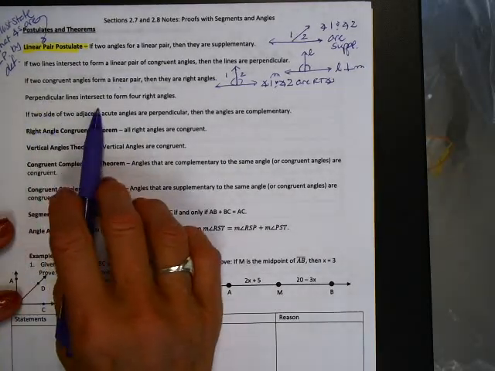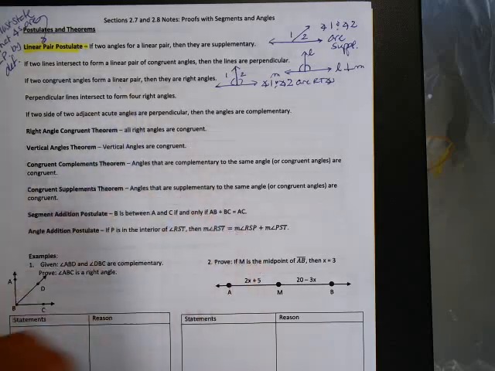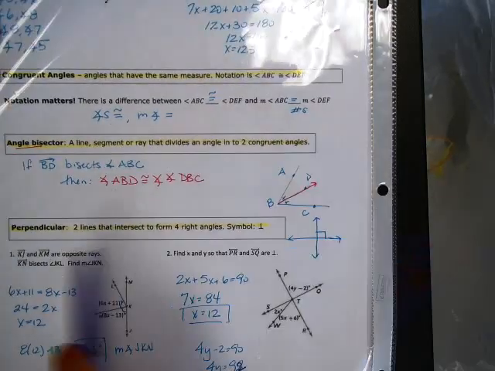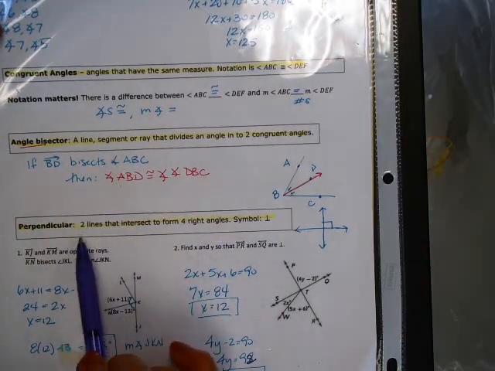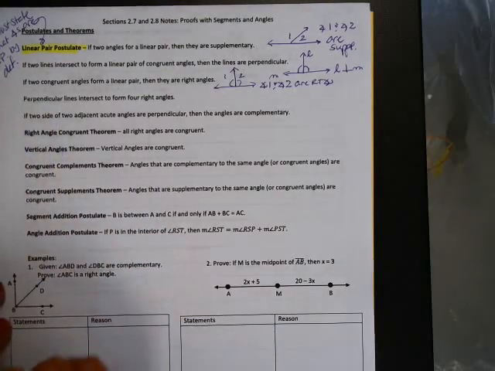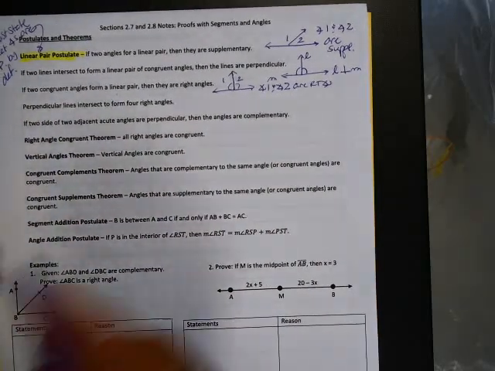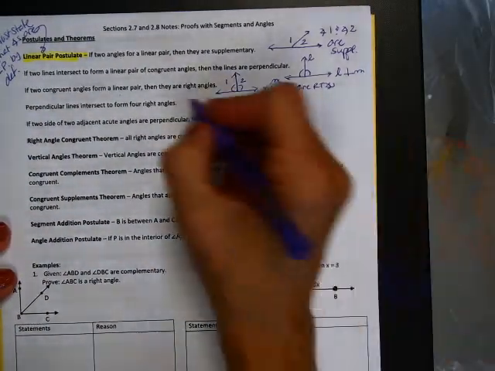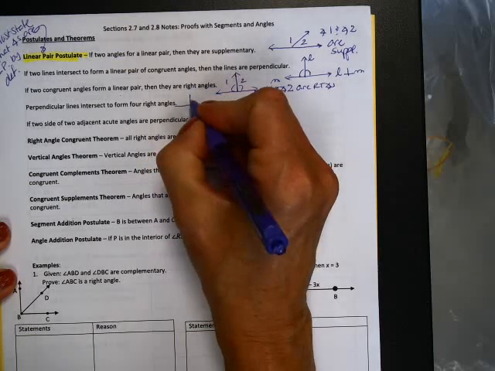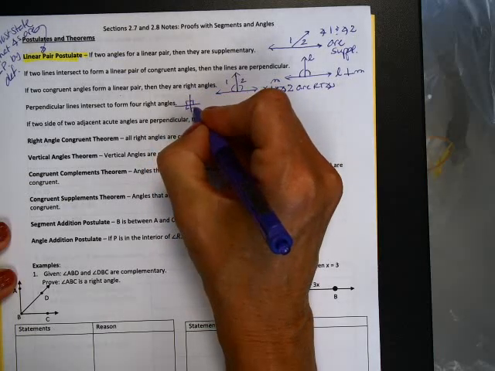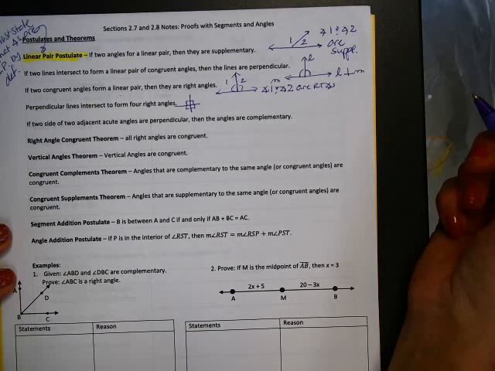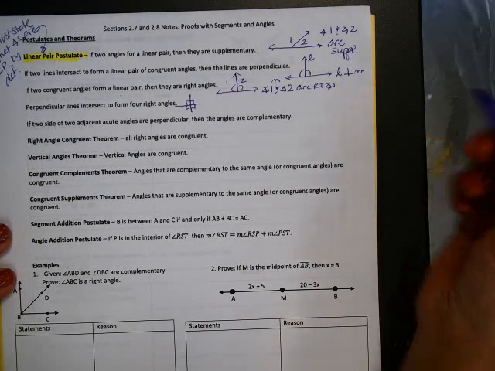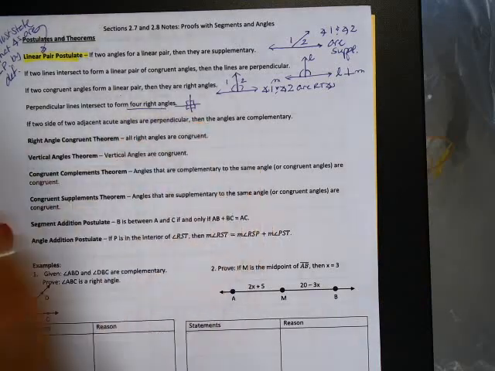Next one, perpendicular lines intersect to form four right angles. We've actually had this one. If you look back under perpendicular, two lines that intersect to form four right angles, that was our definition. That's what this is here again. I'm not sure why we have it here again, but you have perpendicular lines, you have four right angles. We don't normally put four right angles, you just put one in, but you know that they are all four right angles.